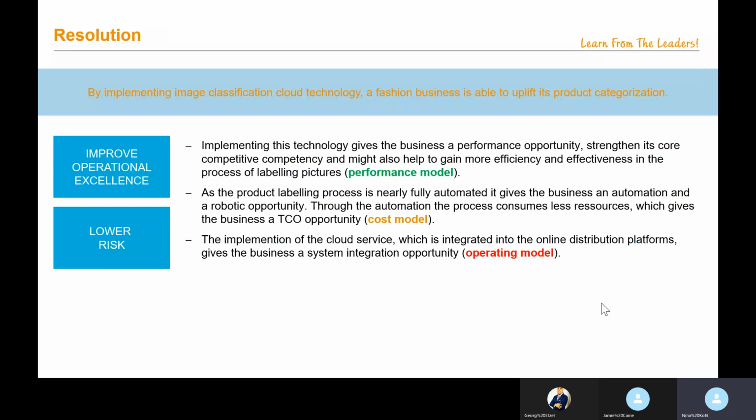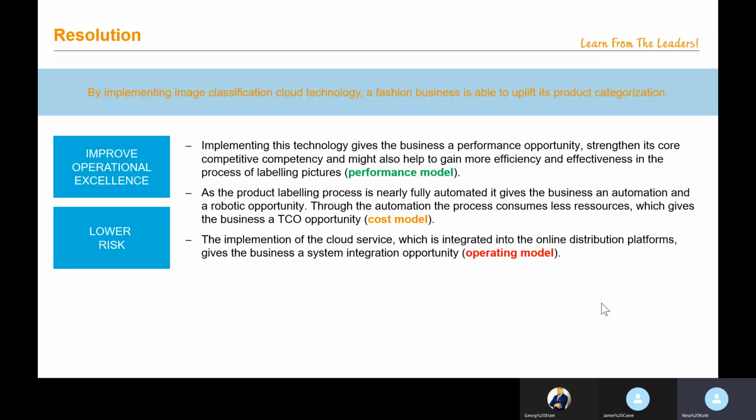And what we can do now is to improve operational excellence and lower risk, because implementing this technology gives you a performance opportunity, strengthens your core competency, and might also help you to gain more efficiency and effectiveness in the process of labeling pictures. So this could be an optimization of your performance model.